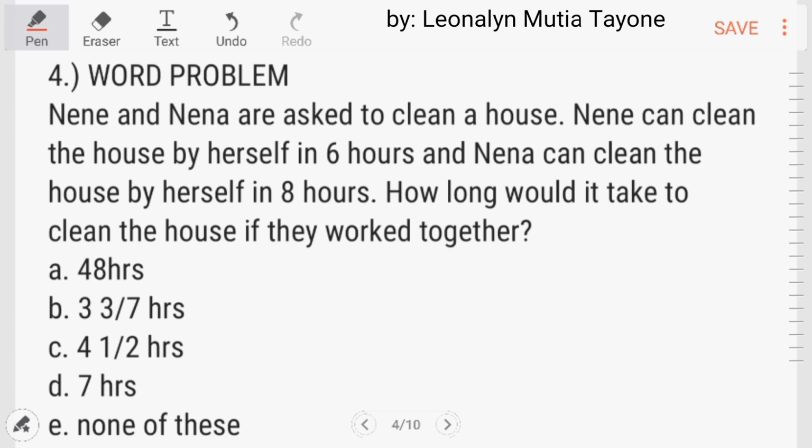Number 4, word problem. Nini and Nina are asked to clean a house. Nini can clean the house by herself in 6 hours, and Nina can clean the house by herself in 8 hours. How long would it take to clean the house if they work together? Kapag ganito ang problem, ito yung work ng isang tao, tapos i-add mo sa work ng pangalawang tao equals 1. Kasi, they work together sa isang trabaho.